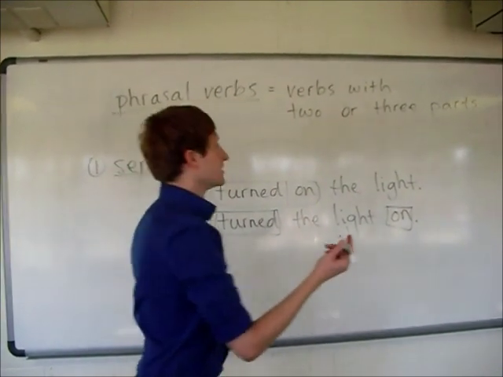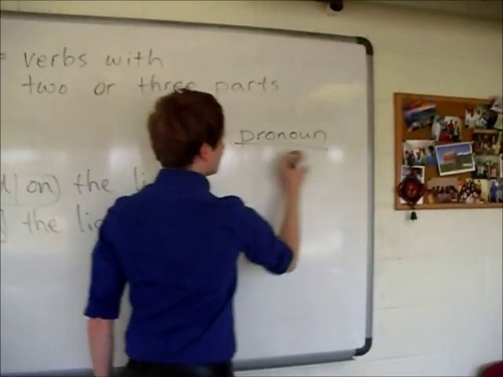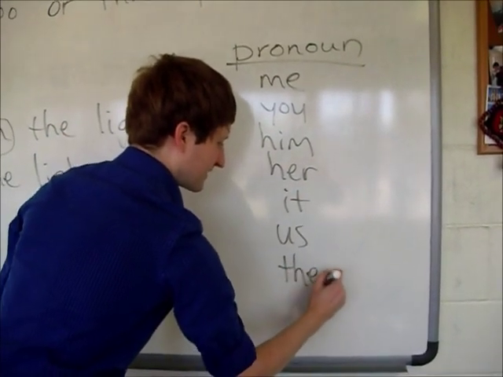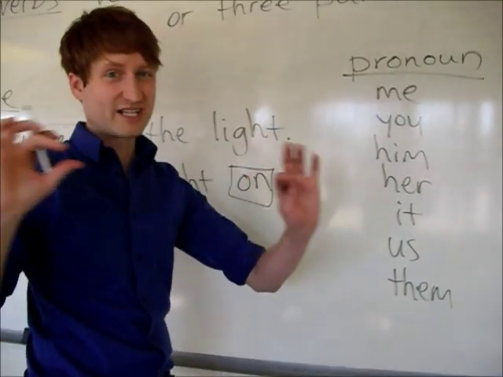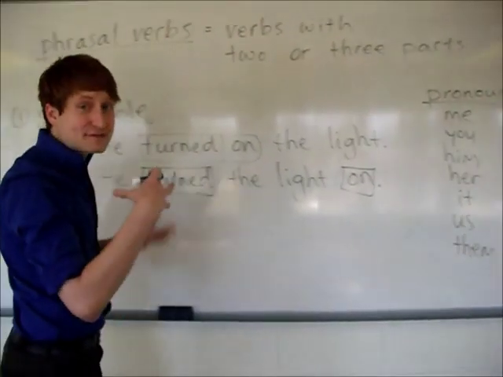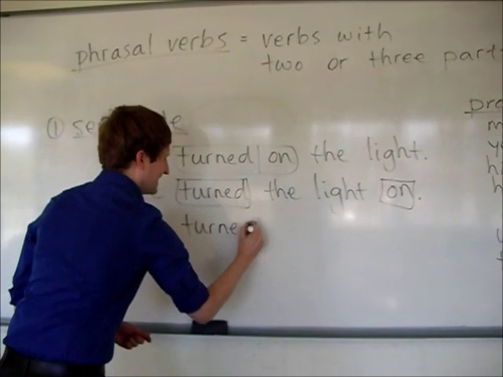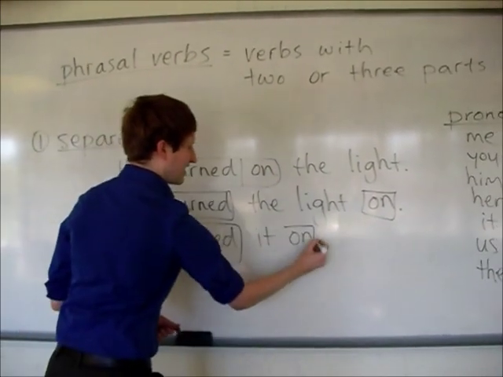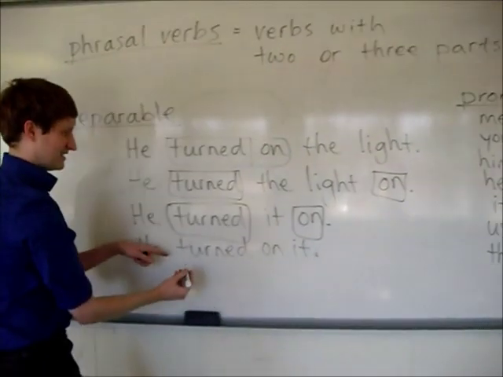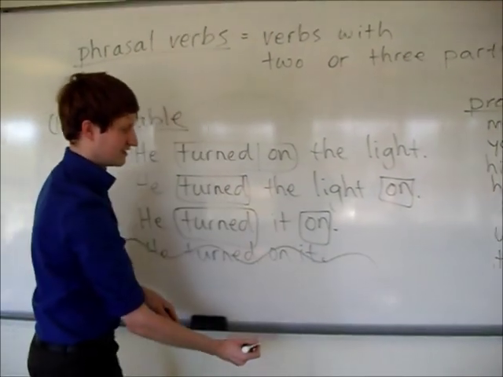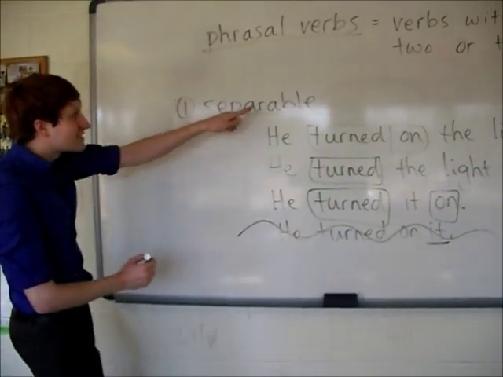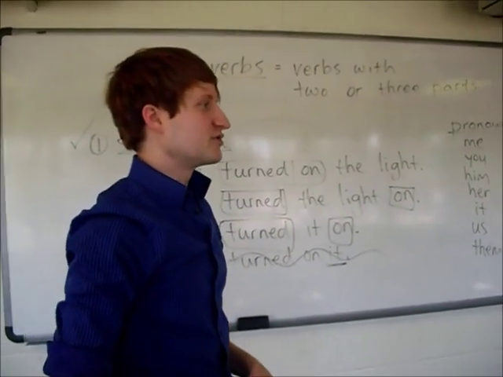If you use a pronoun, like me, you, him, her, it, us, or them, you must separate the verbs. You have to separate them. So for example, if you say it, you have to say he turned it on. Turned and on must be apart. If you say he turned on it, actually this is wrong, because you say it, we have to separate the words. Okay, so that's kind number 1, separable. Finished.